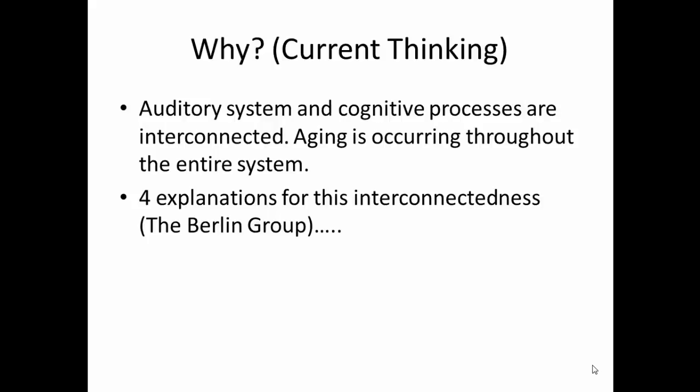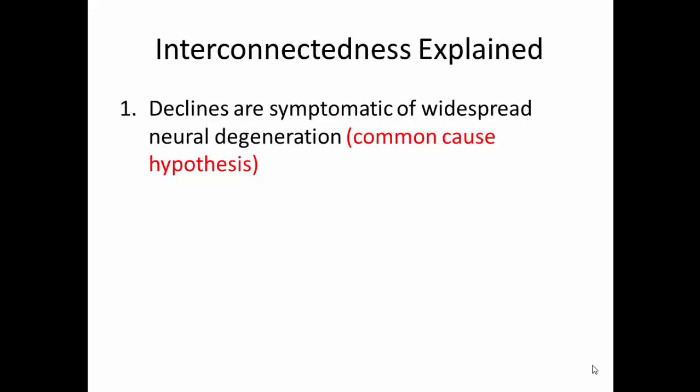And of course, as I've already mentioned, this is a more holistic view of the system being interconnected and that aging is occurring throughout that system. The first place where this was really brought out into publications was by a group called the Berlin Group. They had 4 explanations for this interconnectedness. Let's go through those quickly, and hopefully you'll read a little bit about these in your assigned readings.